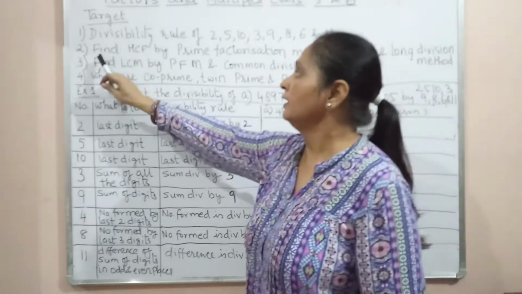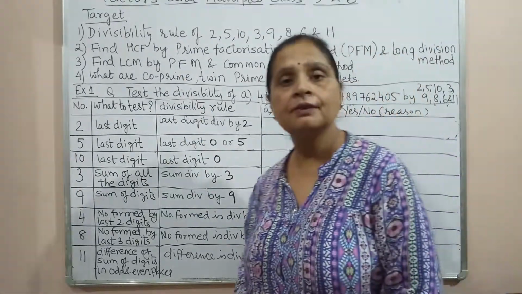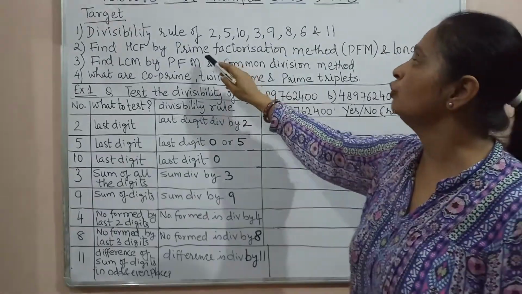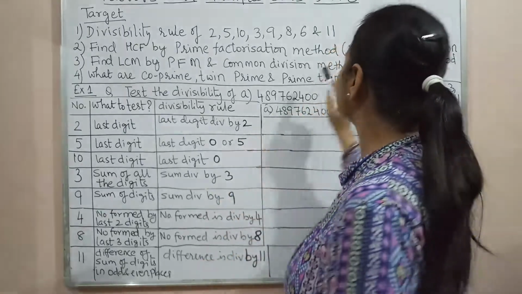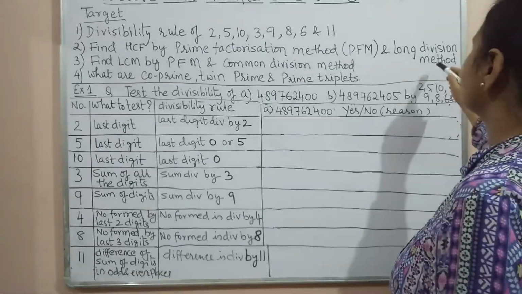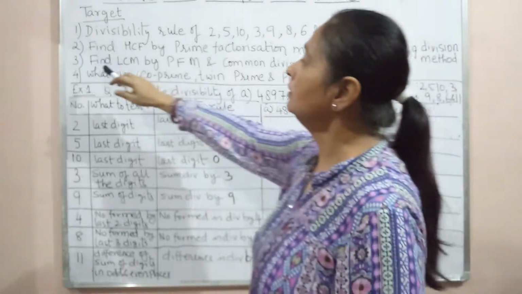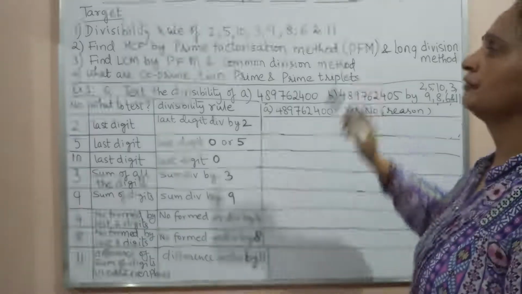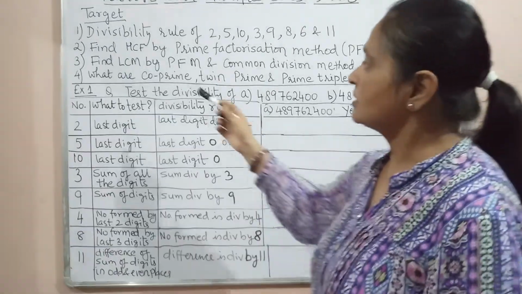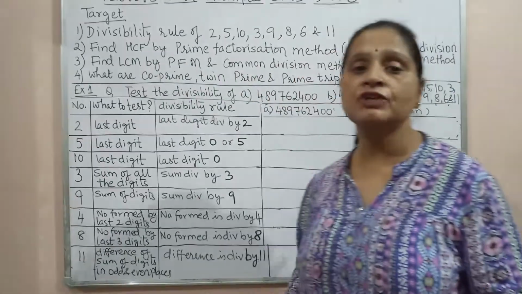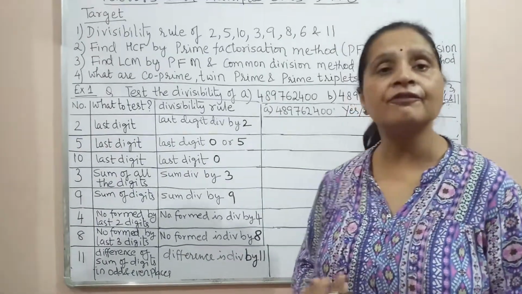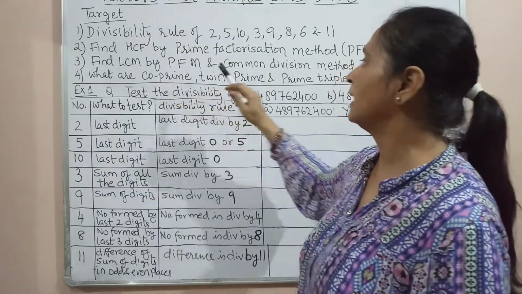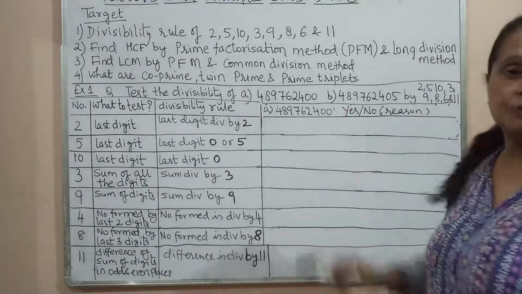Then secondly, we must know how to find LCM and how to find HCF, and for HCF we must know the two methods by which we can find them. One is prime factorization method, another one is long division method. Then LCM also by prime factorization method and by common division method. Then in the last we must also know the different terms used in this topic, like prime number, composite number, co-primes, twin primes, and prime triplets.